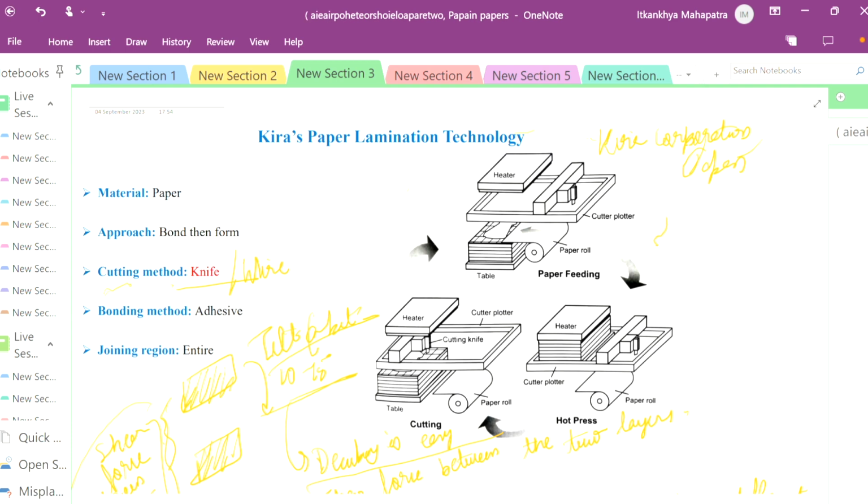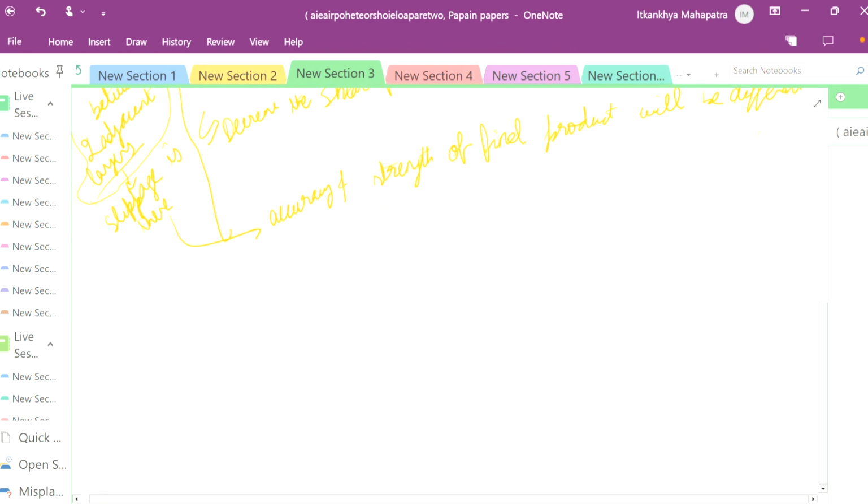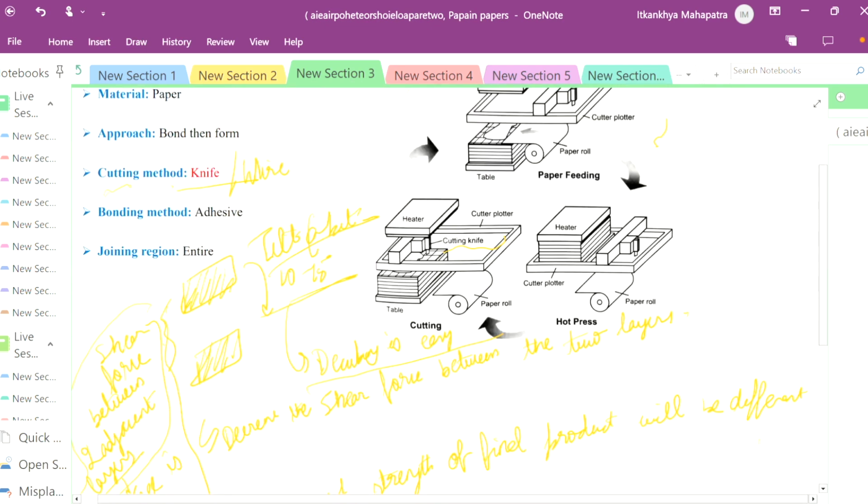Here you are seeing this cutting knife which is used, and now we'll discuss the advantage of using a knife. A laser is costlier as compared to a knife. The advantage of a knife is that a laser is comparatively costly compared to a knife.